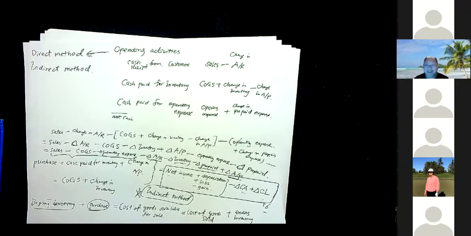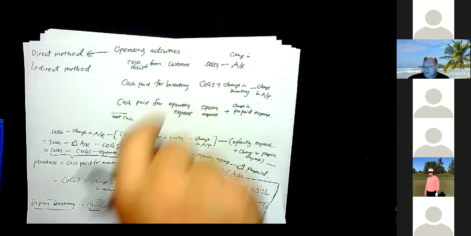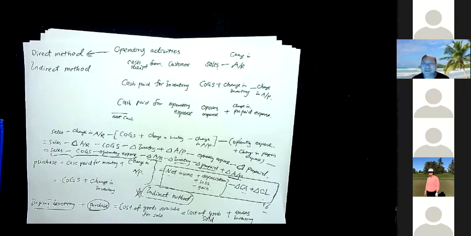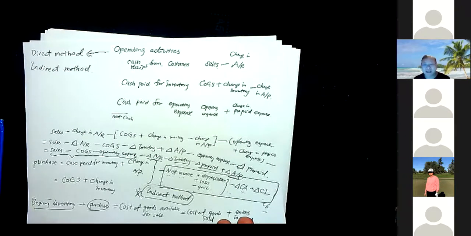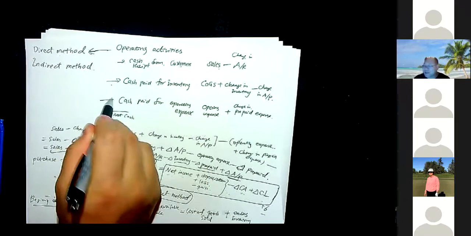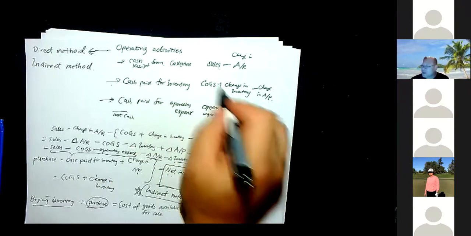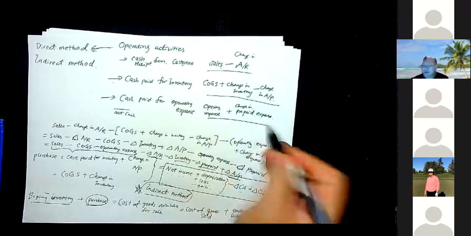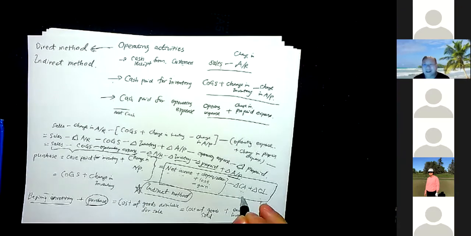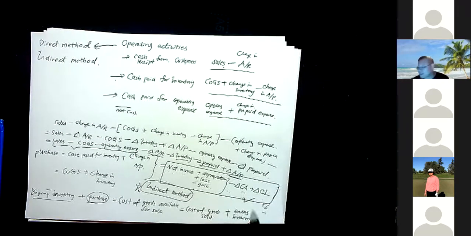Now, did you see? This is the reason why the direct method and the indirect method should give you the same number. Otherwise you would wonder, since you start with cash from customers, cash paid for inventory, cash for operating expenses. You are going to get exactly the same number as you would under the indirect method. And you can see now, yes, right?